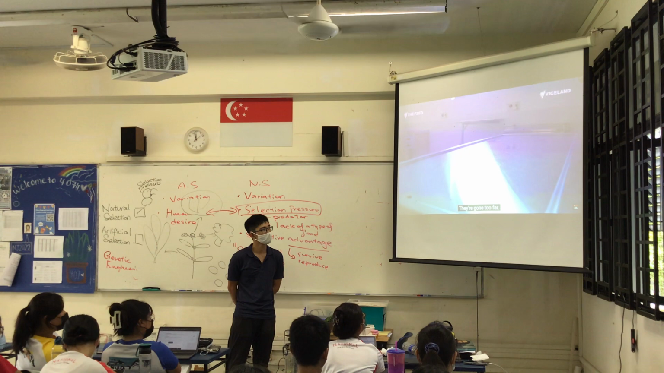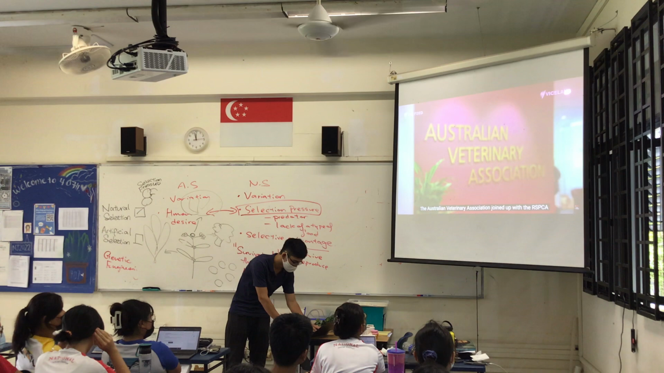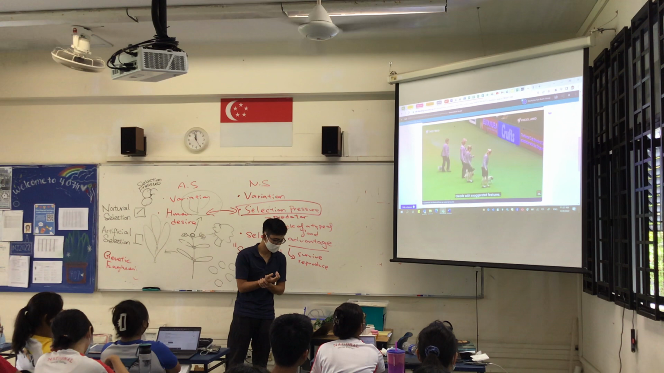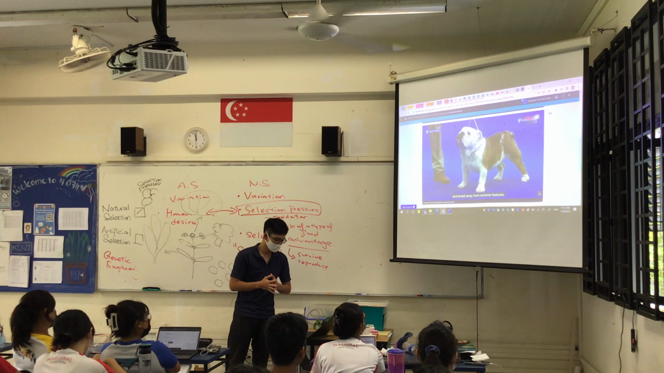The Australian Veterinary Association joined up with the RSPCA to launch a campaign. Love is Blind, which seeks to raise awareness of some of the health issues that are associated with breeds with exaggerated features. Breeders need to accept that they exist and breed away from extreme features. What Bronwyn wants changed is a document known as a breed standard.